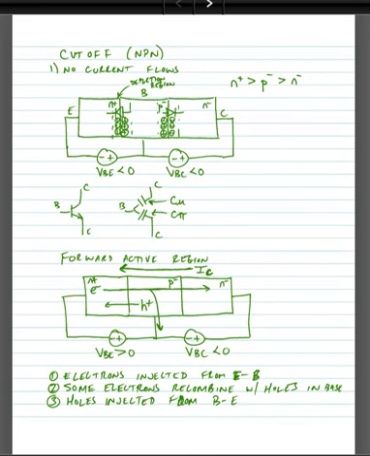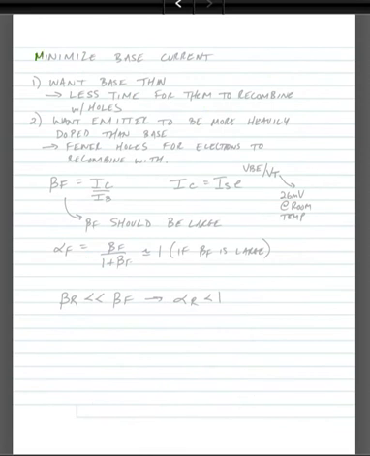Now we'd like to minimize that base current. And so what we want to do is minimize the amount of recombination that occurs in the base and the number of holes, the injection of holes into the emitter, to minimize the base current. And so to do this, we want to do two things. Well, we can't do it as circuit designers, but perhaps we could advise device designers to do this.